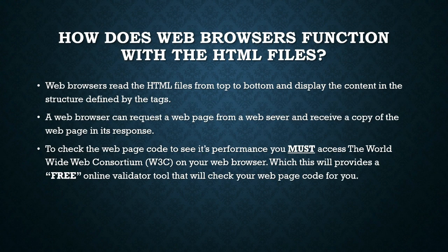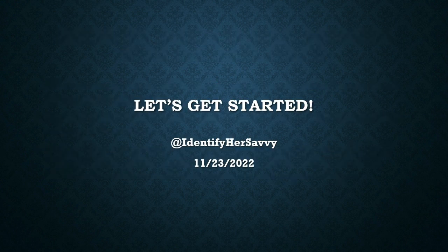How does a web browser function with HTML files? Web browsers read the HTML files from top to bottom and display the content in the structure defined by the tags. A web browser can request a web page from a web server and receive a copy of the web page in its response. To check the web page code and its performance, you can access the World Wide Web Consortium, also known as W3C, on your web browser, which provides a free validator tool that will check your web page code for you. This is the end of the slide, so let's get started.